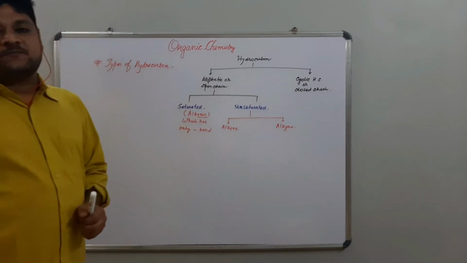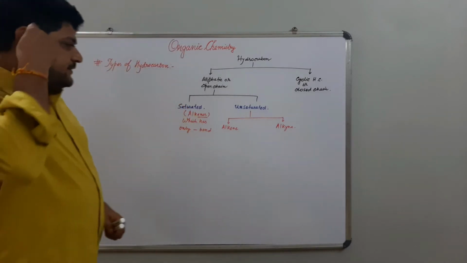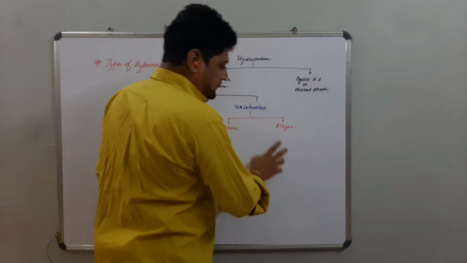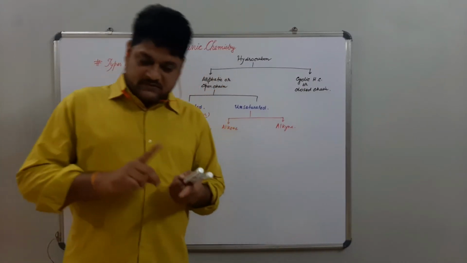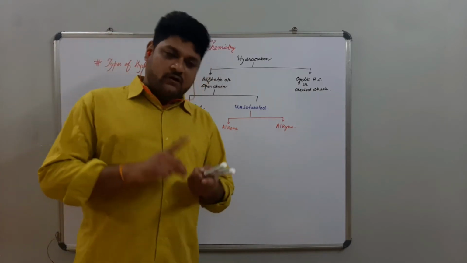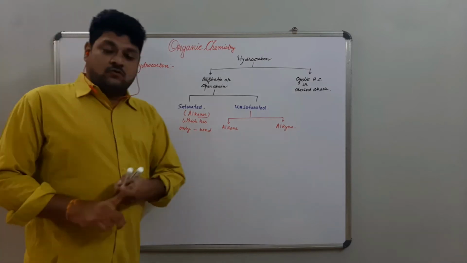And in unsaturated, carbon and hydrogen are bonded maybe with double bond, single bond, or single double bond, or single triple bond, or triple double bond like this, okay.